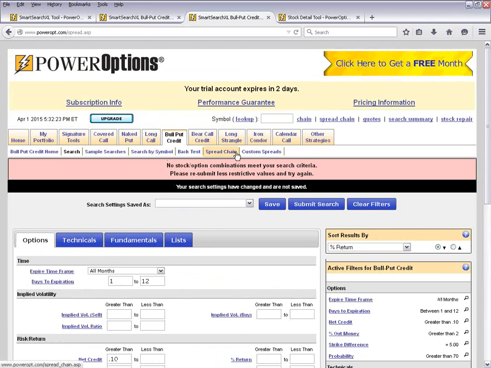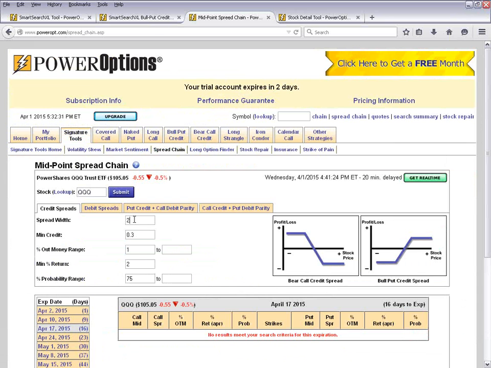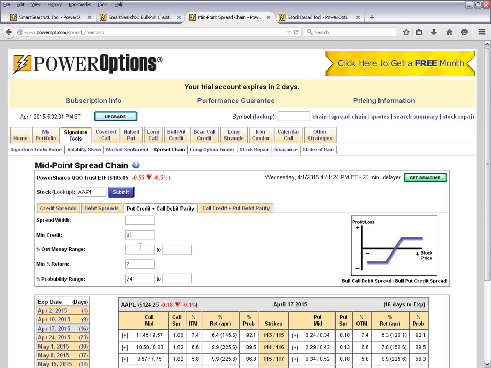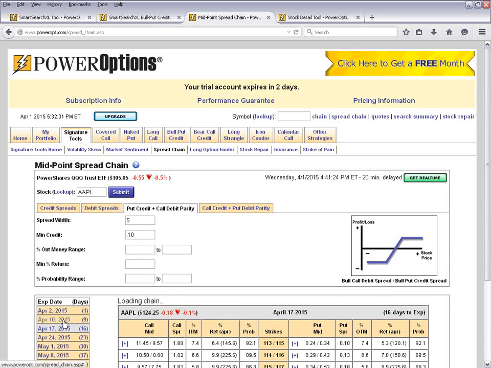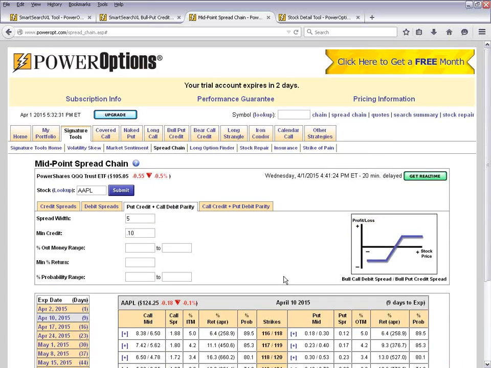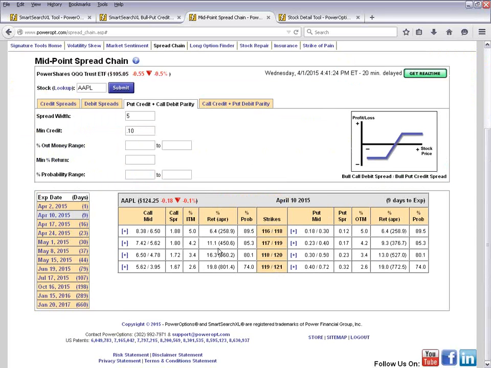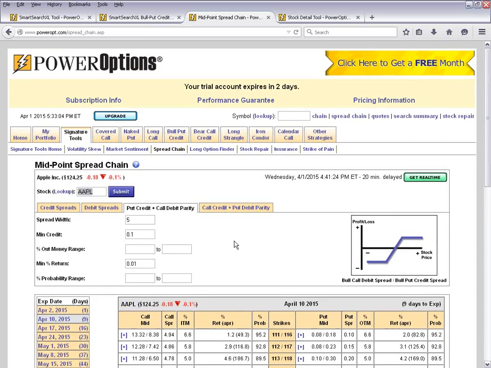Let's go here. Let's go to spread chain and do that. Okay, so I'm going to put in Apple. Sorry about that. Let's look at Apple again. Let's look at our 9-day out series. I'm going to clear everything out. I'm going to go to bull put here, and I'm going to put a 5-point spread, minimum net credit of 10 cents, and I want the 9-day out expiration series. Okay, so here, the put spreads, there we go.